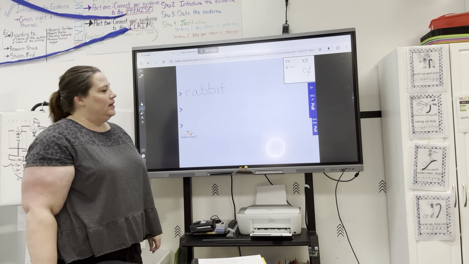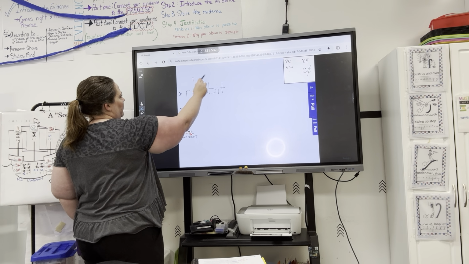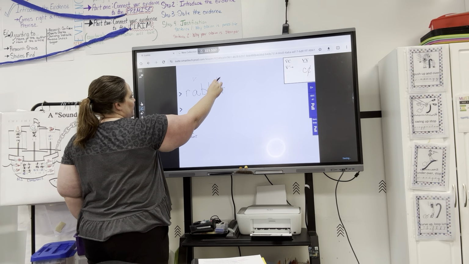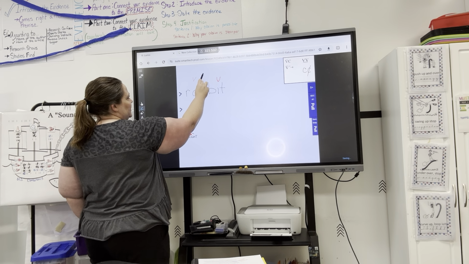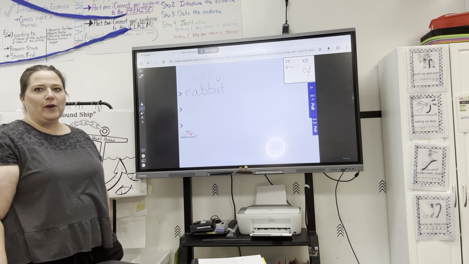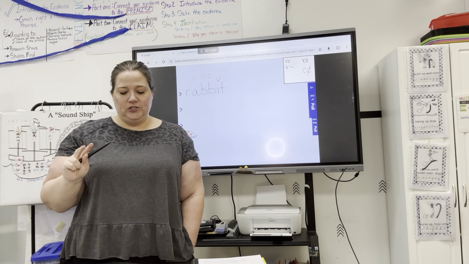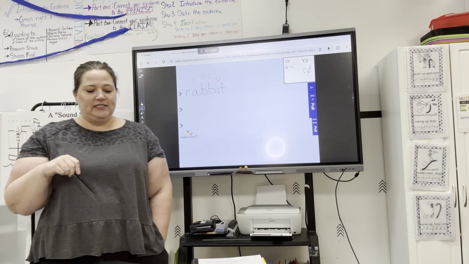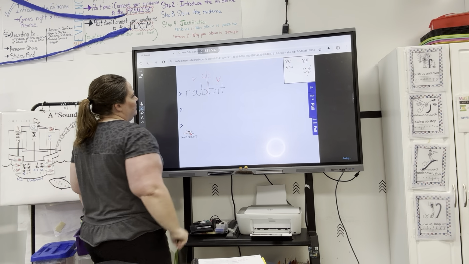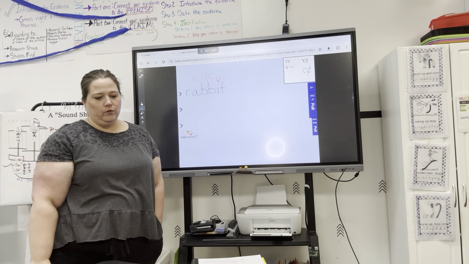Now we're going to identify our vowels. We have a vowel here and a vowel here, and we have two consonants. Now look at our consonants. It's a double consonant. So the rabbit rule is, if we have two consonants between two vowels, divide between the double consonant. That's called the rabbit rule.